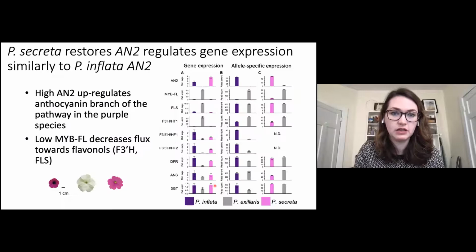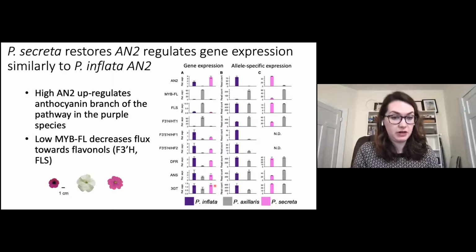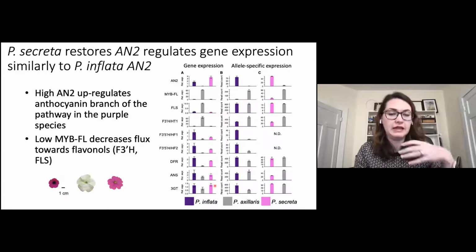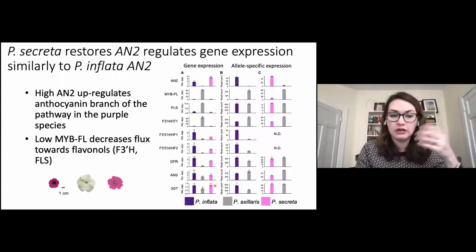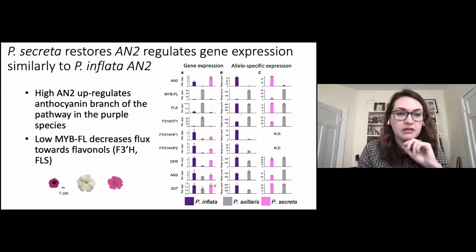All right. So then we looked at gene expression. So now we see we have a functional AN2. So what does it do? Does it sort of just restore gene expression, or does it do something else?